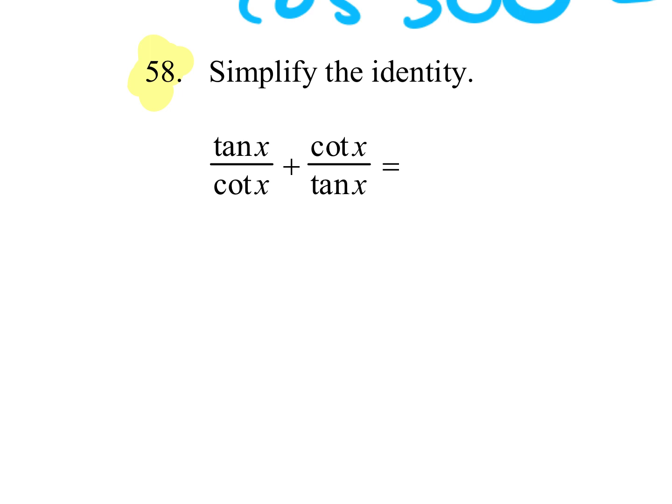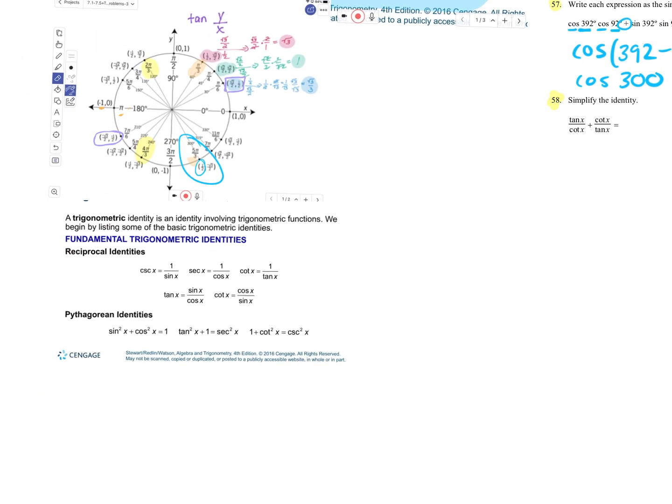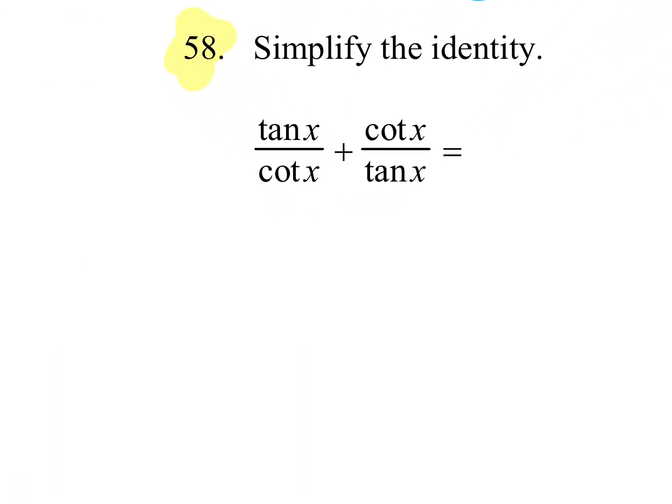Here, everything's in terms of tangent and cotangent, so we can try to use our reciprocal identities. So cotangent is 1 over tangent, and tangent's 1 over cotangent. So I'm just going to make everything in terms of tangent and see where that gets me. Cotangent would be 1 over tangent. And cotangent here would be 1 over tangent.